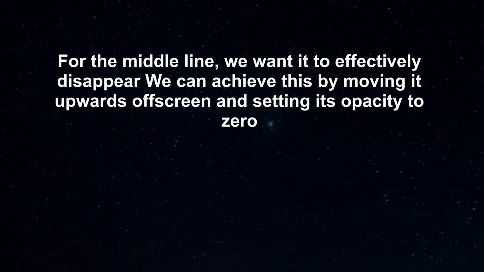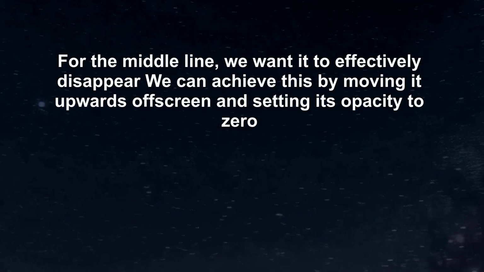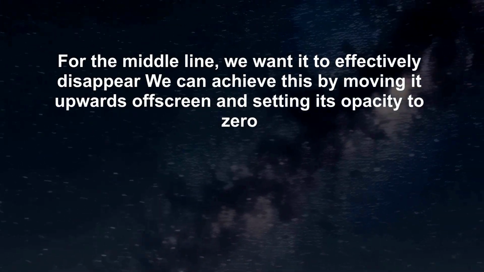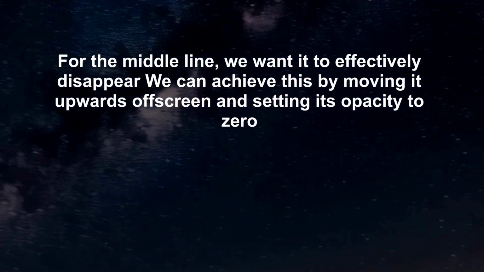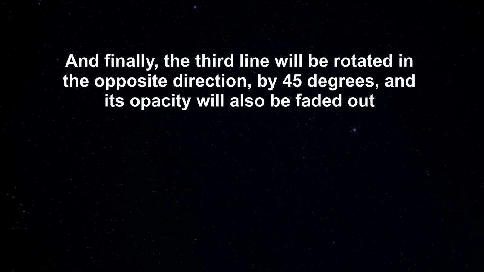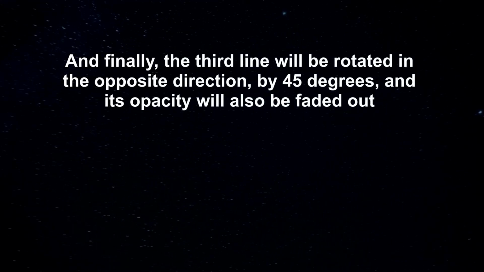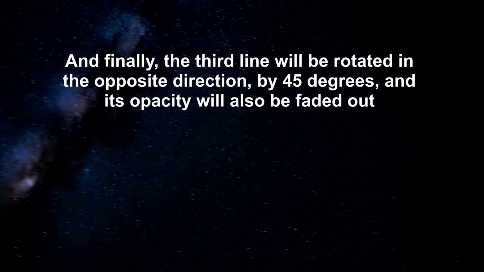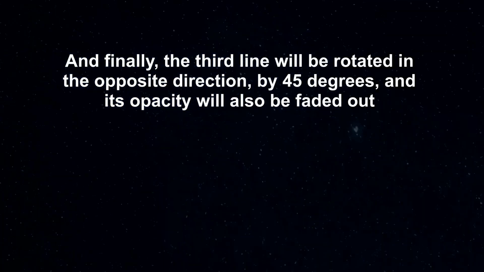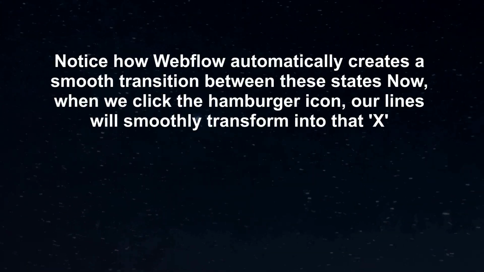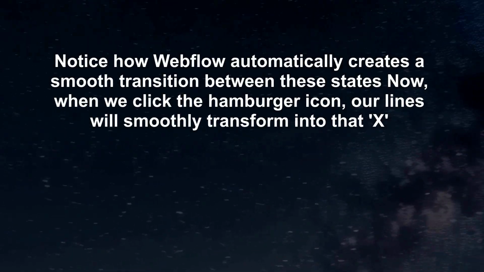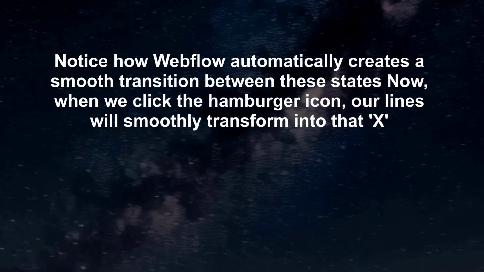For the middle line, we want it to effectively disappear. We can achieve this by moving it upwards off screen and setting its opacity to 0. And finally, the third line will be rotated in the opposite direction by 45 degrees, and its opacity will also be faded out. Notice how Webflow automatically creates a smooth transition between these states now.